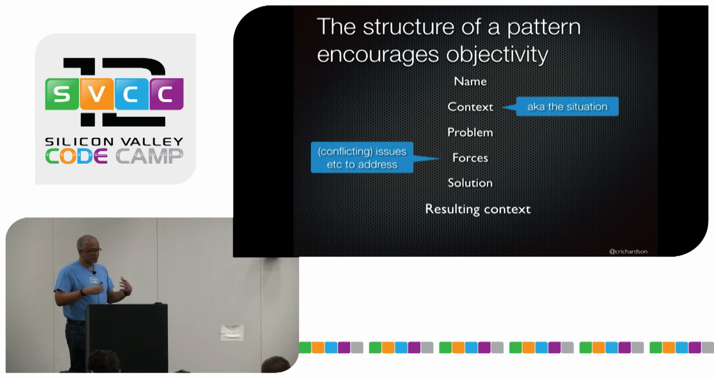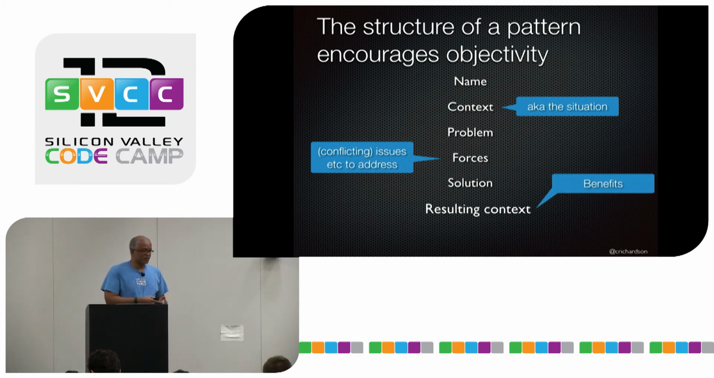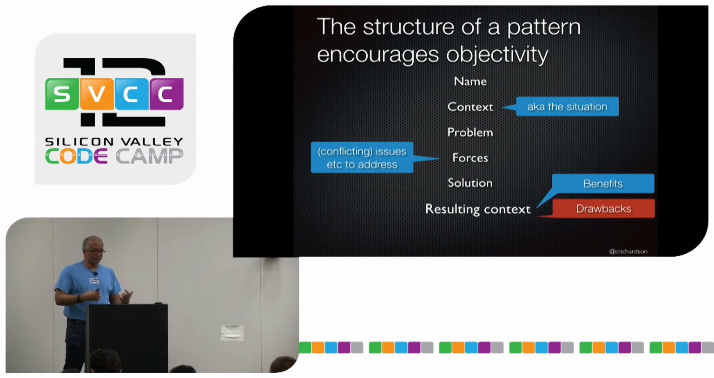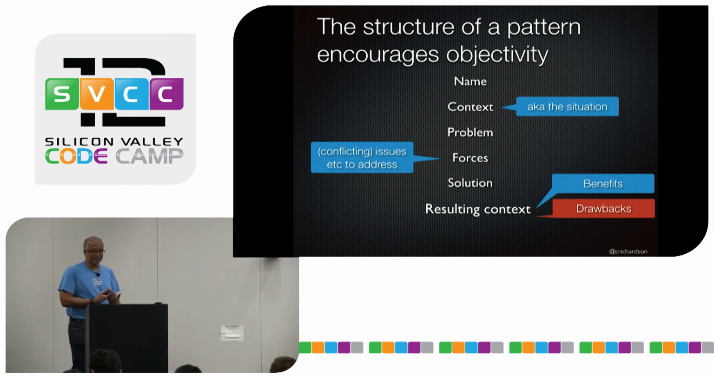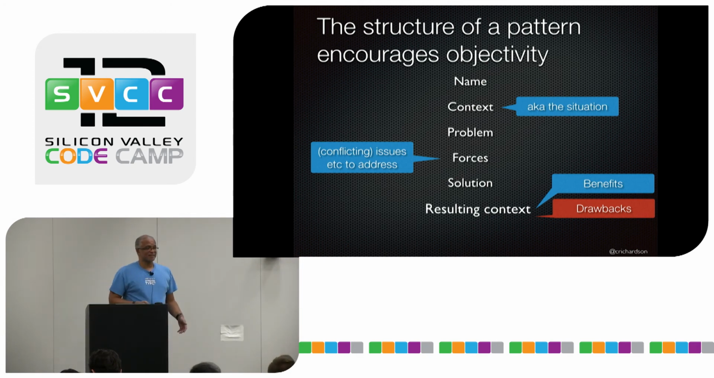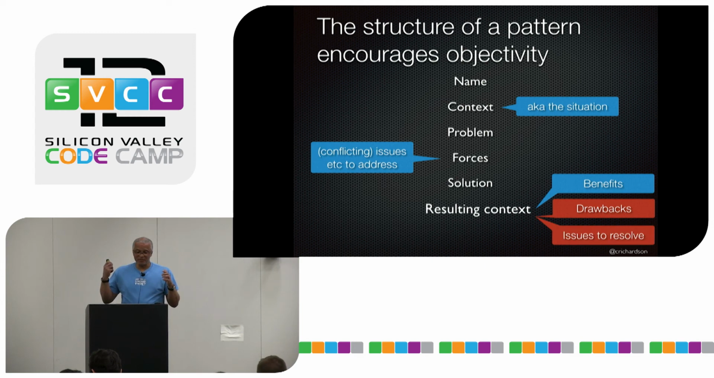But then what's really useful about the pattern format is this section called the resulting context, where not only do you describe the benefits of the solution, which is usually what we do when talking about our favorite technology, it's got all these benefits, you also have to describe the drawbacks. So you're forced to describe the technology or the approach in a much more objective fashion. So a drawback of the microservice architecture is that it's way more complex, among other things. And then you also have to describe the issues that you need to resolve.